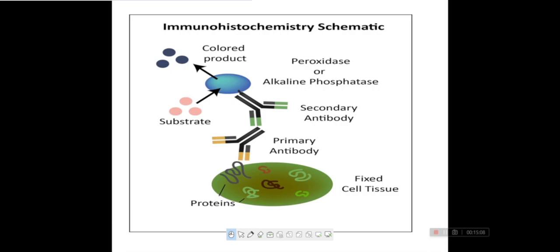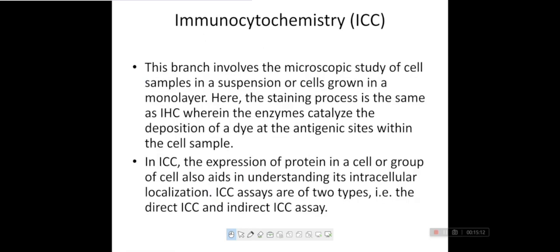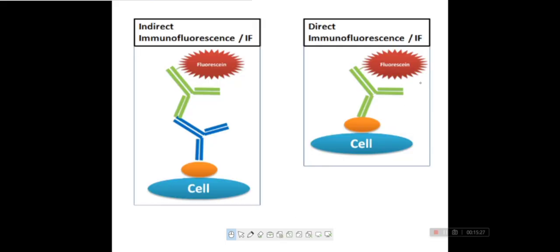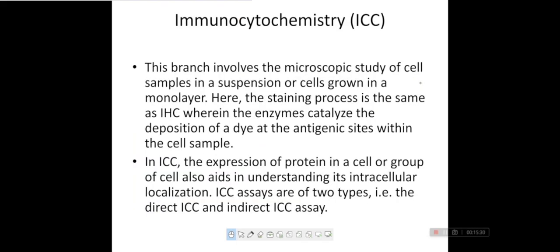What amount of antigen are present in our body according to that intensity. Now next, immunocytochemistry. This branch involves the microscopic study of cell samples in a suspension or cells grown in a monolayer.